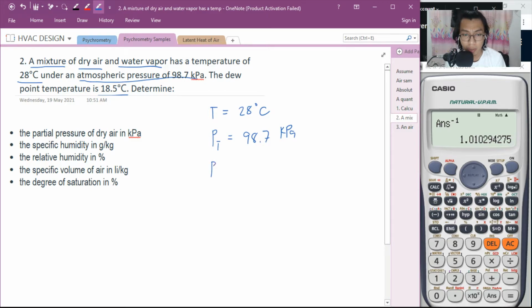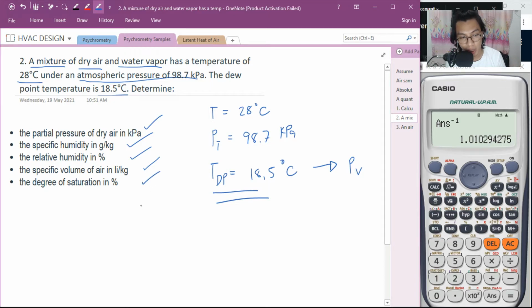You are now given the dew point temperature, 18.5 degrees Celsius. From this alone you can already get PV. So what is being asked? The partial pressure of dry air in kPa, the specific humidity in gram per kilogram, the relative humidity in percent, RH, the specific volume of air in liter per kilogram, and the degree of saturation in percent, DS.